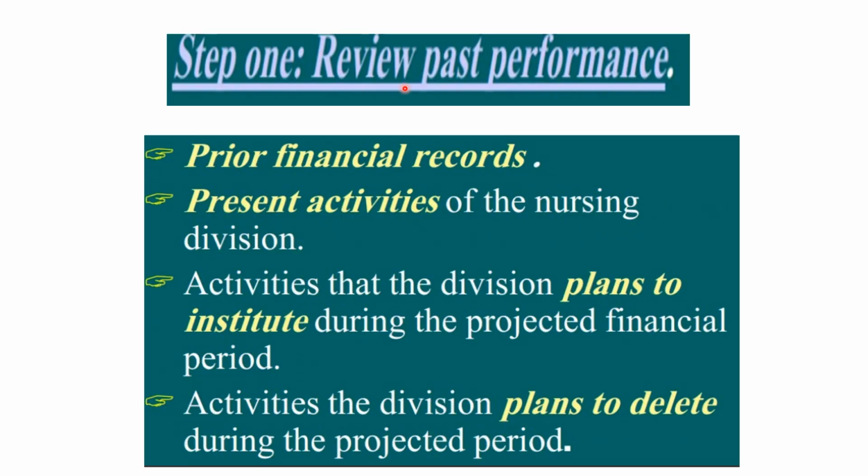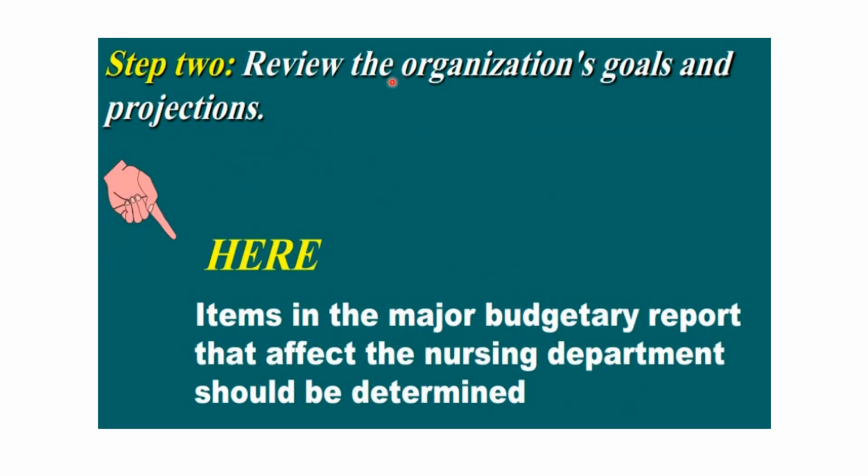About the step 1, review past performance. The nurse manager should do verification of prior financial record, present the activities of nursing division, the activities that the division plans to institute during the projected financial year should be written, and the activities the division plans to delete during the projected period also should be mentioned. These are the things to be done in the first step, that is review of past performance.